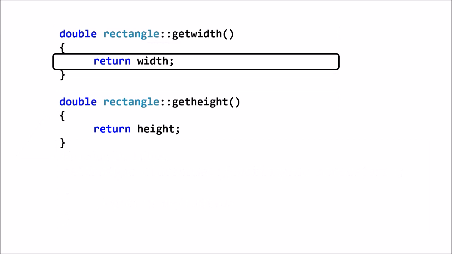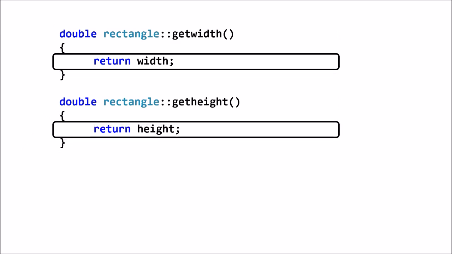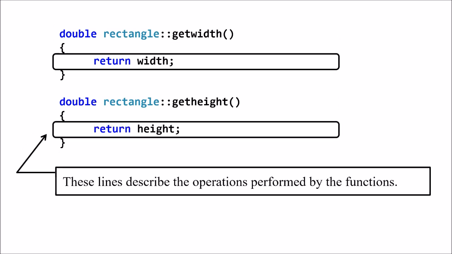The description of these functions is between the curly braces, and in this case, it's simply one line of code. For the getWidth function, we simply want to return the width data member of the appropriate object. That is returned as a type double number. And for the getHeight function, we want to return the height data member of the appropriate object. And that again is returned as a type double number.